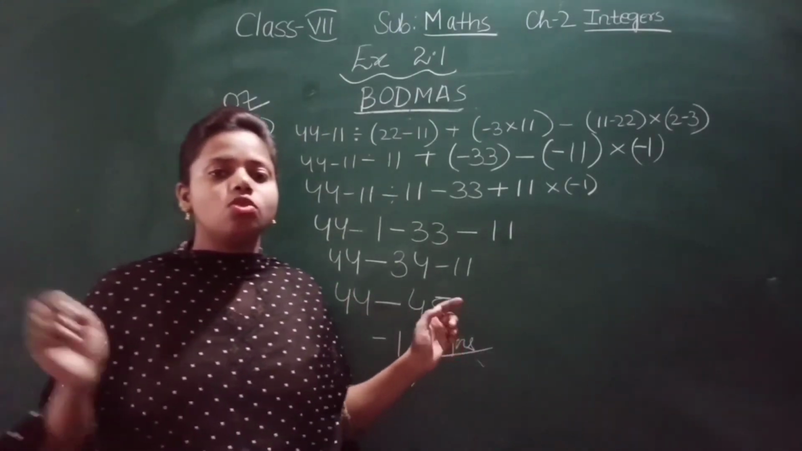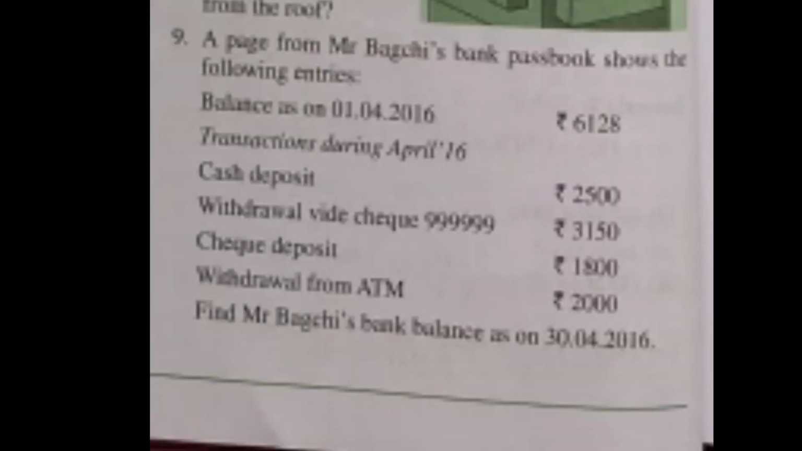Now let us see question number 9. Question number 9 is a page from Mr. Bakshi's bank passbook showing the following entries. So this is the passbook of Mr. Bakshi, and these are the entries shown in the passbook. Let us see. Balance as on 1st of April 2016. So what was the balance?